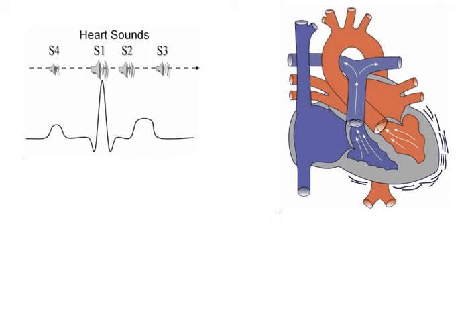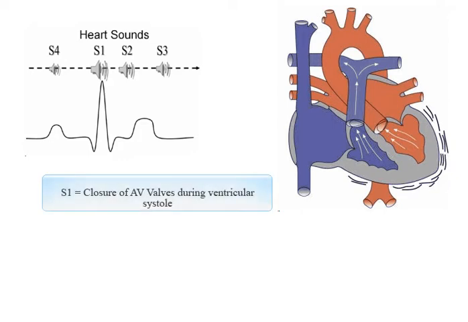The sound S1 corresponds to the closure of the atrioventricular valves when the ventricles are contracting. During ventricular systole, the ventricles will forcefully contract and send blood up towards the atria, and this will snap the AV valves shut, and this can be heard very clearly on a stethoscope.